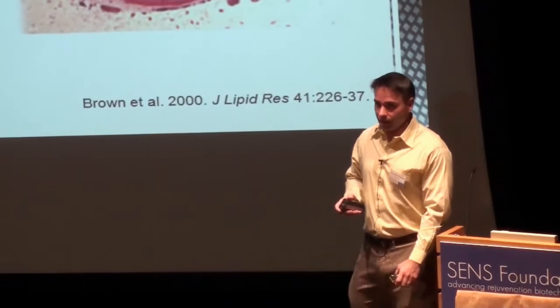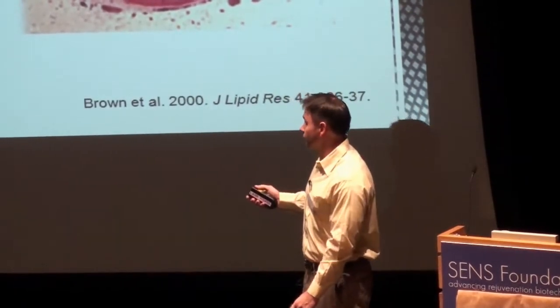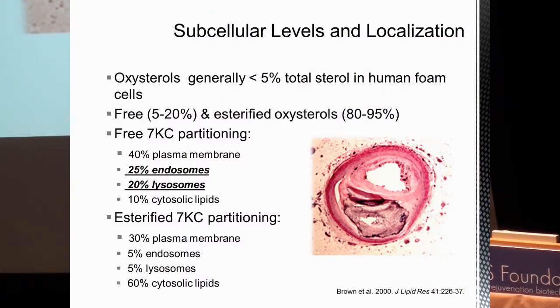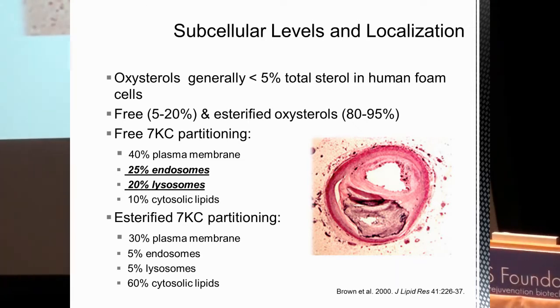And once inside the cell, oxysterols seem to preferentially partition to the endocytic lysosomal compartment. About 45% of 7KC was located there when they measured partitioning. Another 40% was located in the cytoplasm. So that's important for our research because we're really concerned about the effects that oxysterols are having within the lysosome.